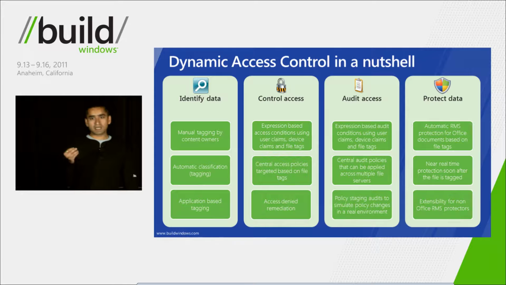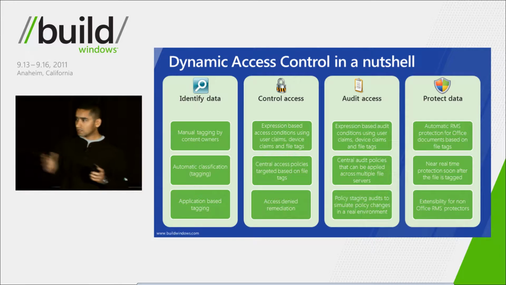Conceptually speaking, a claim is a security statement about a security principal. Now, a security principal could be a user or a device, and a typical statement is, what is the user's department, or what is his security clearance, things like that. So you take those rich concepts, and then you create expressions for your access control policies.